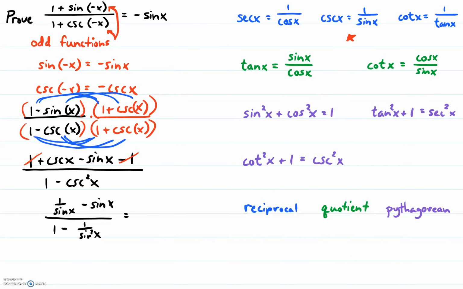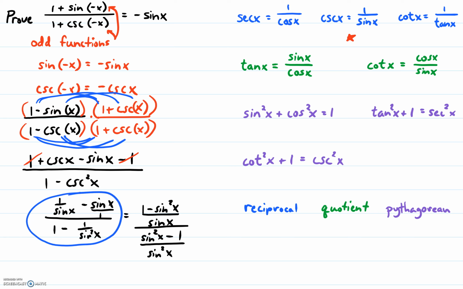In the top, we will have a common denominator of sine x because we have 1 over sine x minus sine x over 1. And so that would give us 1 minus sine squared x over sine x. That's just the numerator, common denominator. And then the same thing in the denominator of the overall fraction. We'll have 1 minus 1 over sine squared x. And the common denominator there would be sine squared x. So we'll have sine squared x minus 1 over sine squared x. And I know there's a lot going on right there, but just keep in mind, all we did was find common denominators in the top and the bottom of what we had right here.